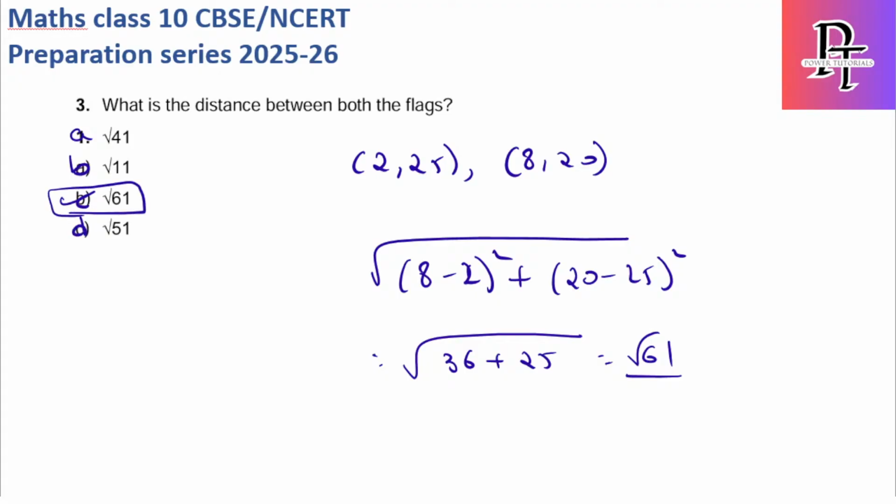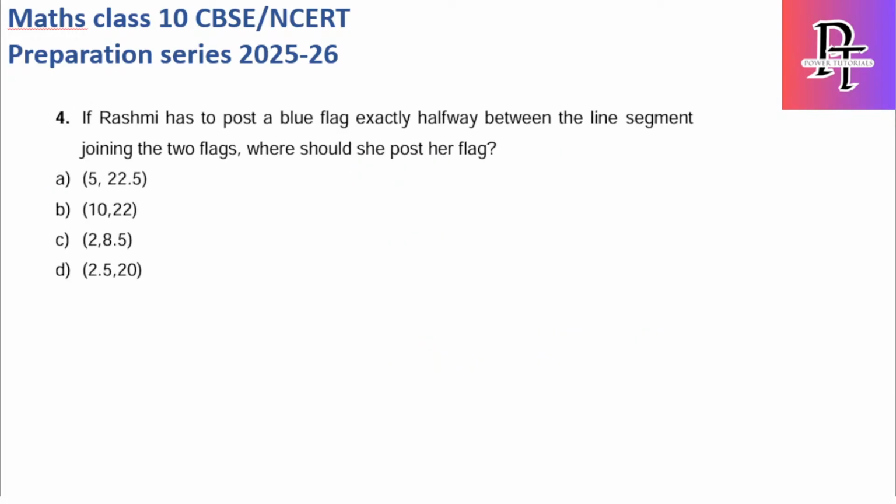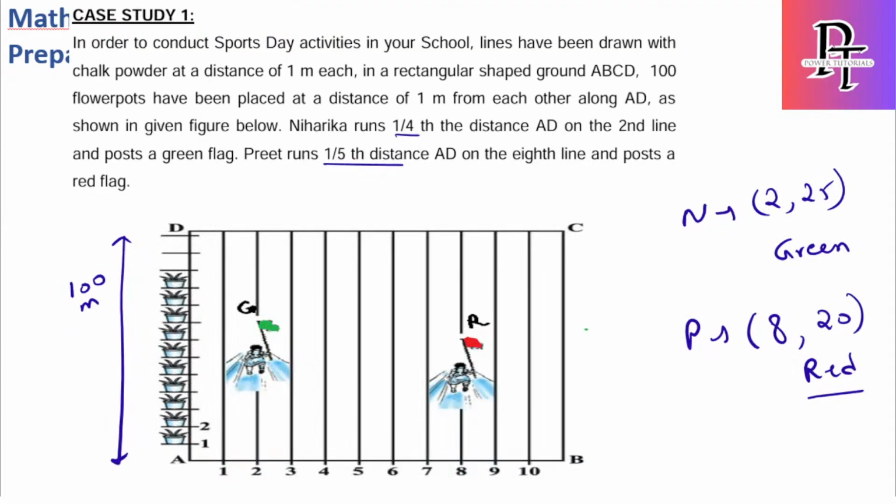Okay, let's move to the next one. Fourth question: if Rashmi has to post a blue flag exactly halfway between the line segment joining the two flags. So half is nothing but the midpoint. So again the points are 2 comma 25 and 8 comma 20.